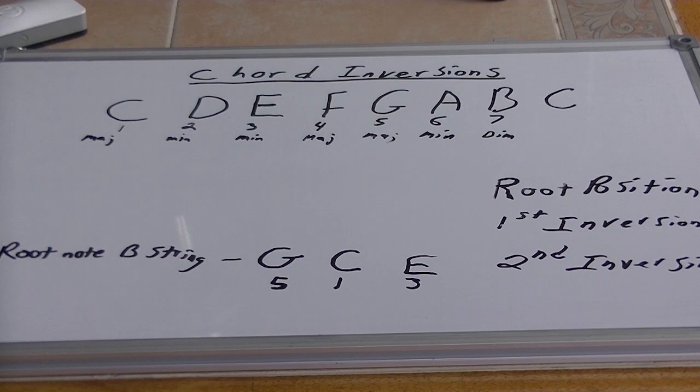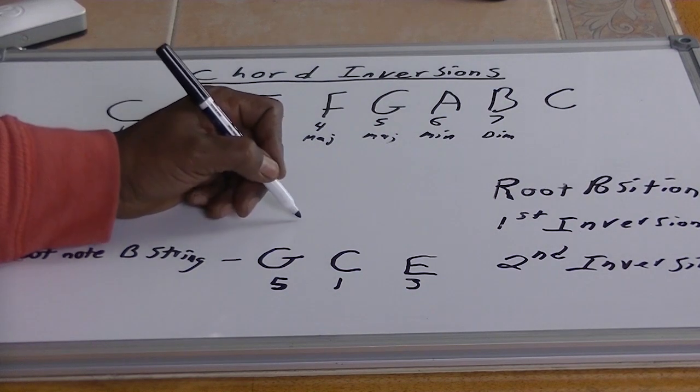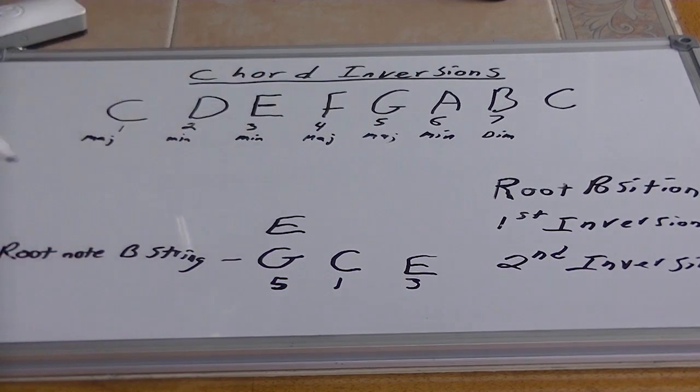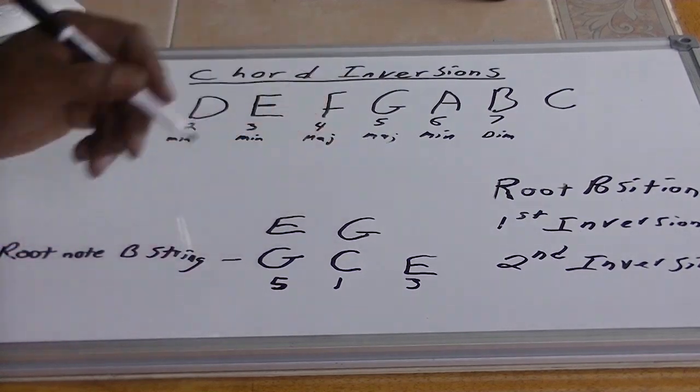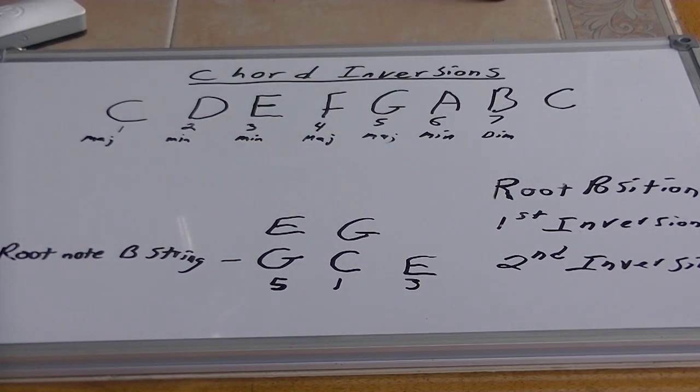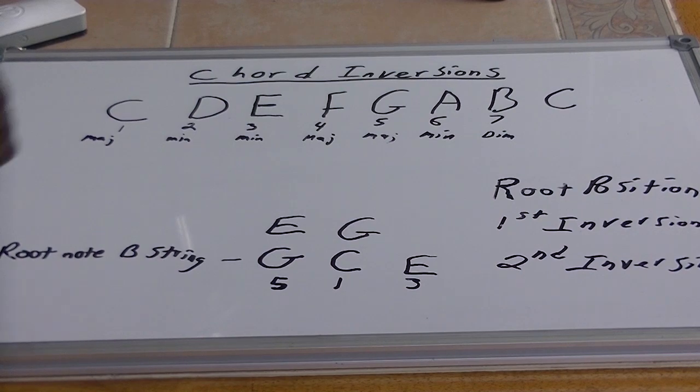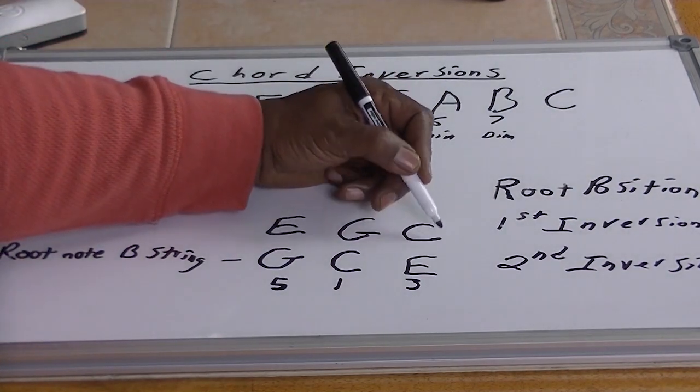Well, let's look at the notes that we are playing, starting with the note that we're playing on the G string. The note that we're playing on the G string is E. And now let's look at the note we're playing on the B string. The note we're playing on the B string is G. And finally, the note that we're playing on the E string is the root note.